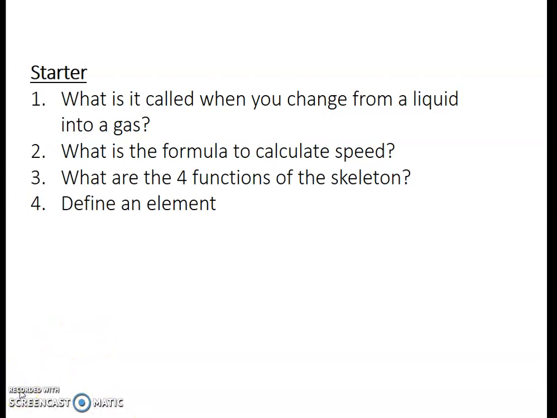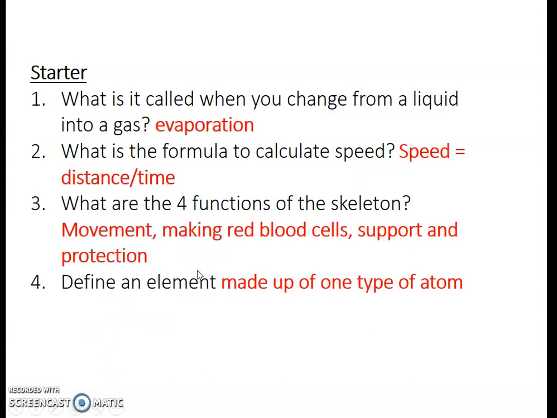Okay, so let's go through those then. What is it called when you change from a liquid into a gas? It's evaporation. The particles are moving quicker, so they're changing into a different state of matter. What is the formula to calculate speed? It's speed equals distance divided by time. If you've just done S equals D divided by T, that's fine. What are the 4 functions of the skeleton? They are movement, they make red blood cells, it supports and it protects. And define an element: it is made up of one type of atom.